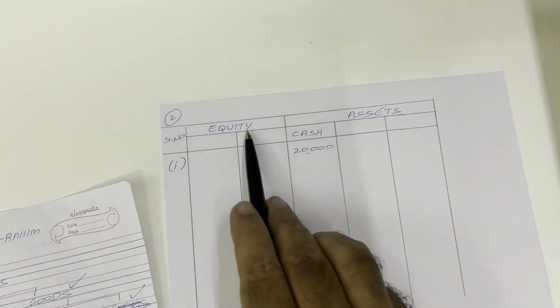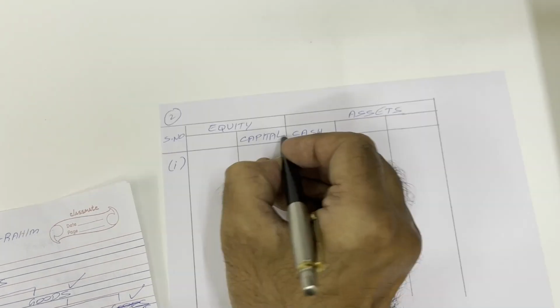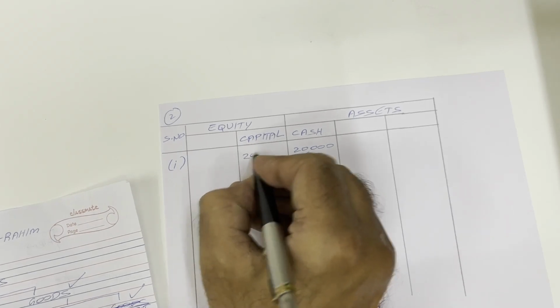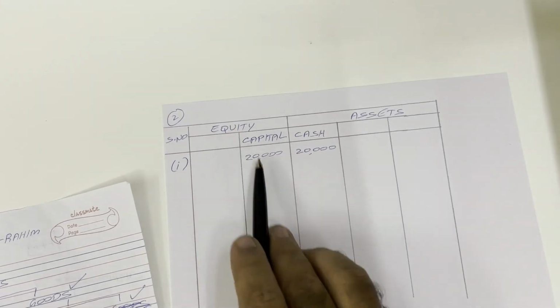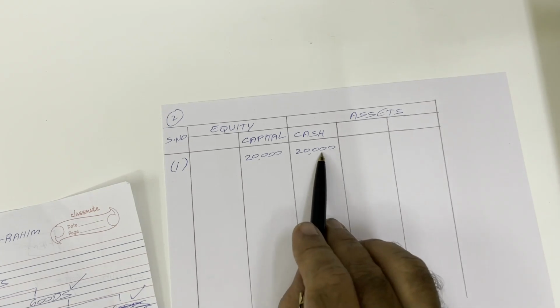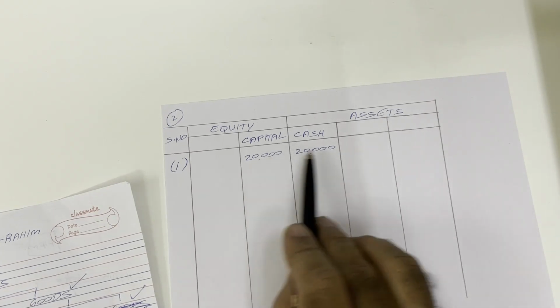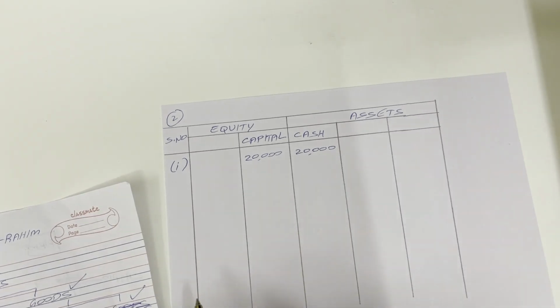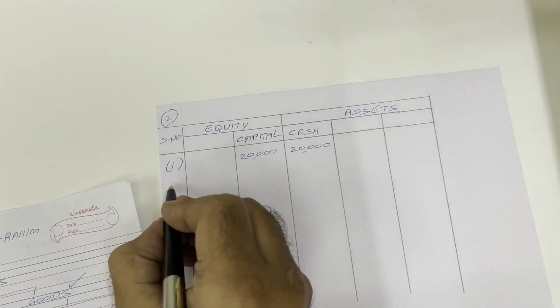And on the equity side, capital is affected. 20,000 rupees capital came. So equity is equal to 20,000, asset is equal to 20,000. So equity is equal to asset. The accounting equation is satisfied. Next, second point.